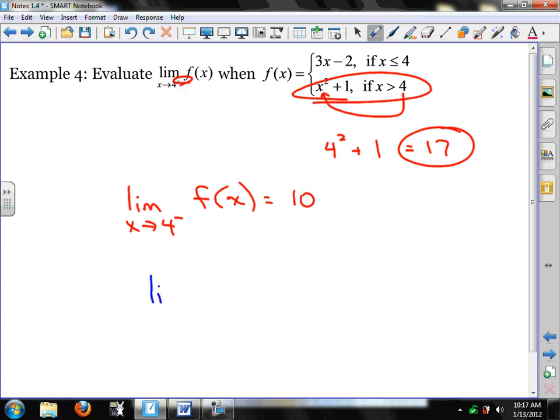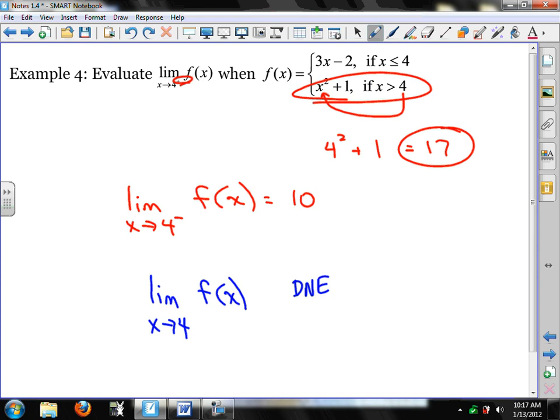What about if it asks us what is the limit as x approaches 4 of f of x? Well, we know the limit as we approach from the right is 17, and as we approach from the left is 10. Since those two values are not equal to each other, the two pieces are not coming into the same y value, so this limit does not exist.